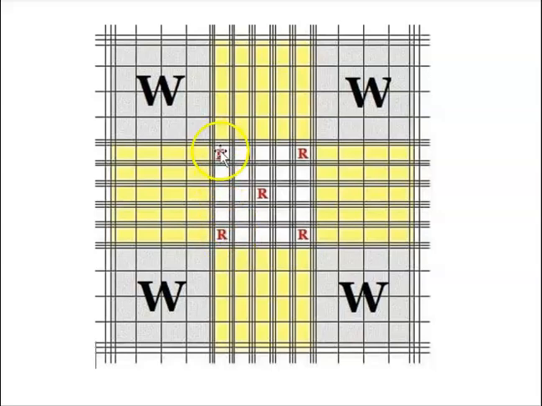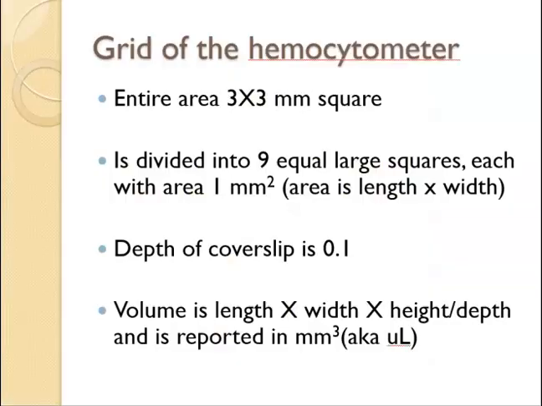And we usually use the outside corners of the center square and the very center small square for counting red blood cells. So anytime moving forward, when we're referring to a large square, we're referring to this size square. Anytime we're referring to a small square, we're referring to a little tiny square here in the center of the grid pattern. So now let's talk some specifics about our grid pattern for our hemocytometer.